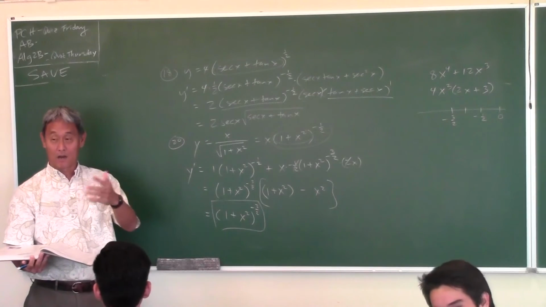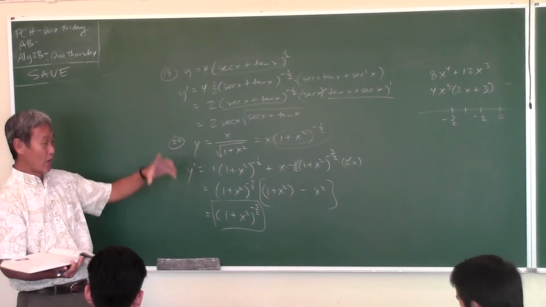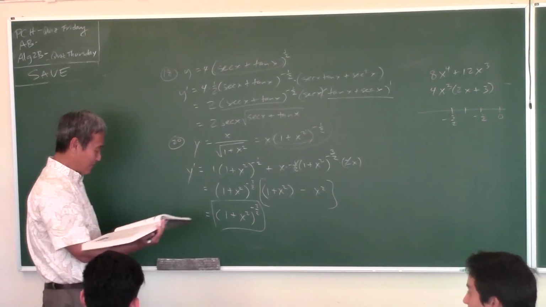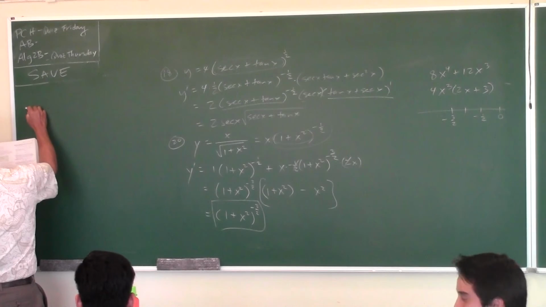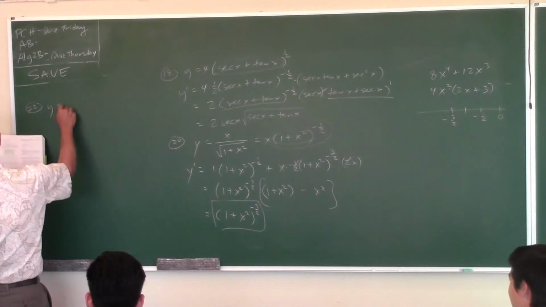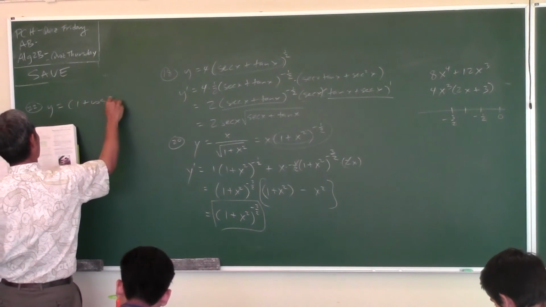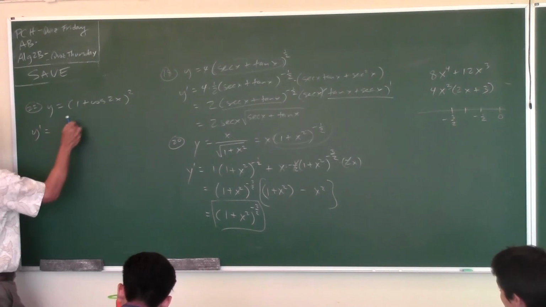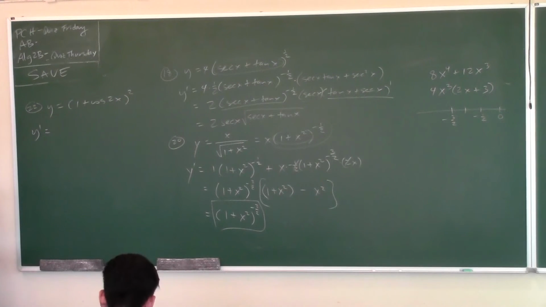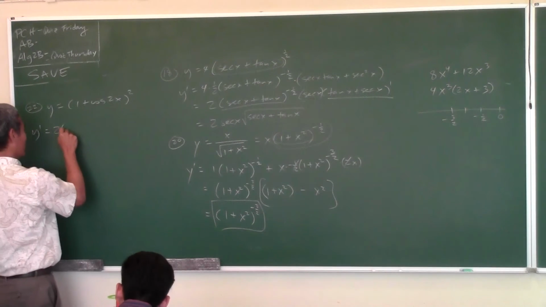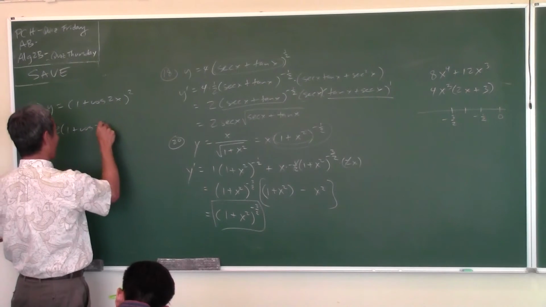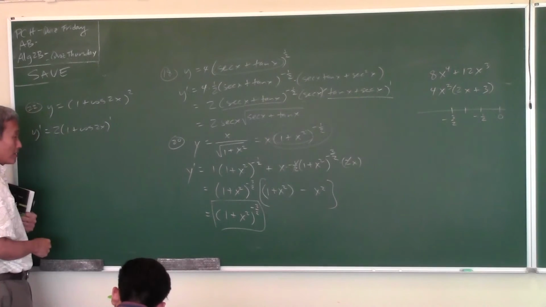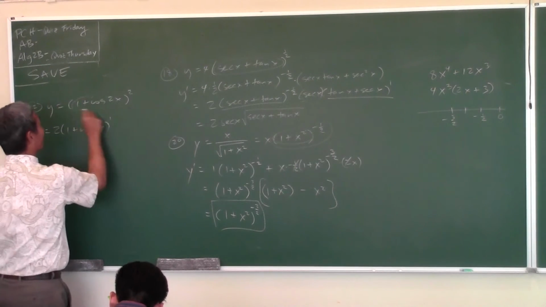Okay, 23 was the hardest one on last night's homework because you had box within box within box. You had like 3 layers of boxes. We better do 22 first, where you just have 2 boxes. y equals 1 plus cosine 2x, squared. So what do I see here? I see box squared. That should be easy enough. What's the derivative of box squared? 2 box to the first times the derivative of box.